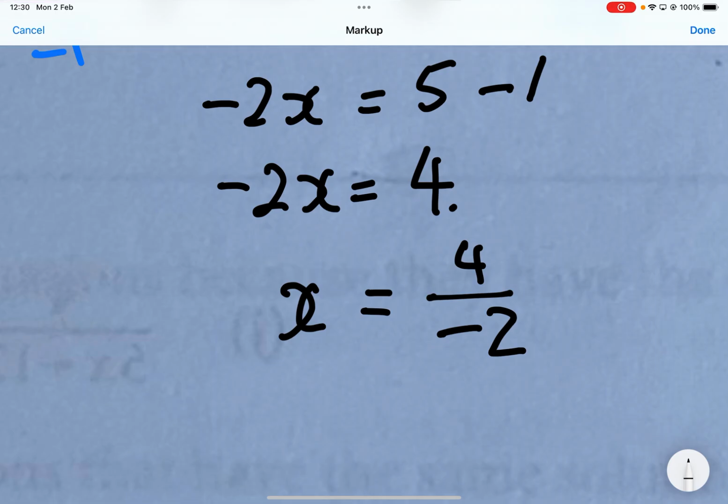Why? Okay? Then solved. My x is equal to negative 2.